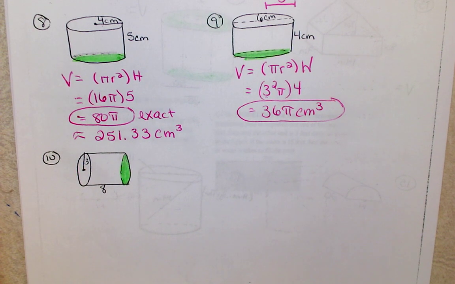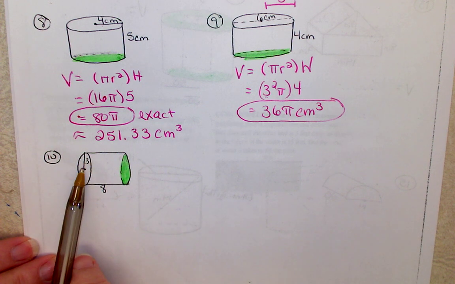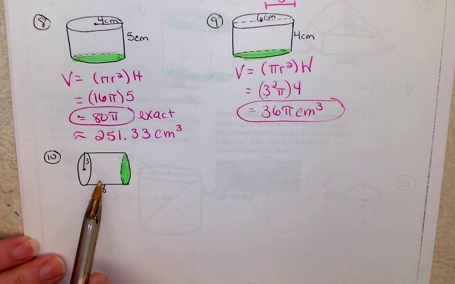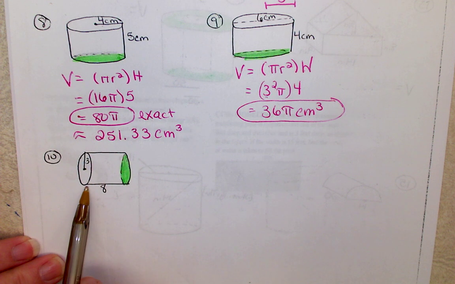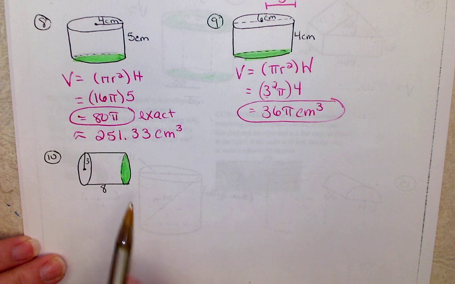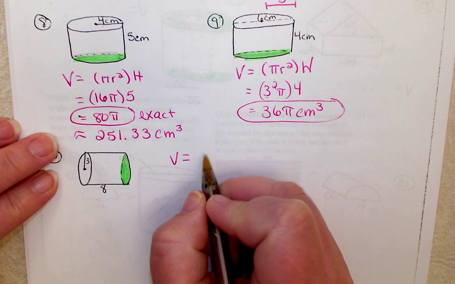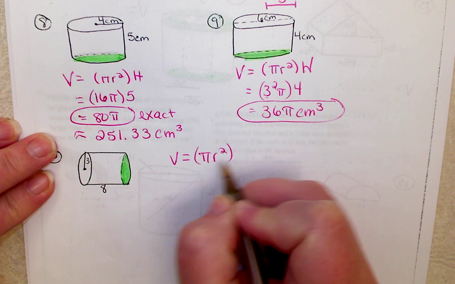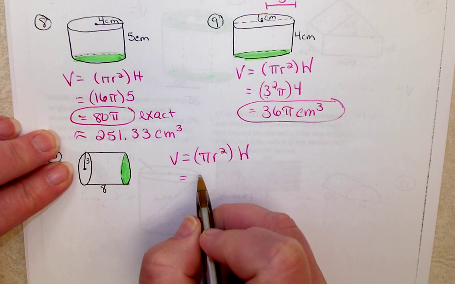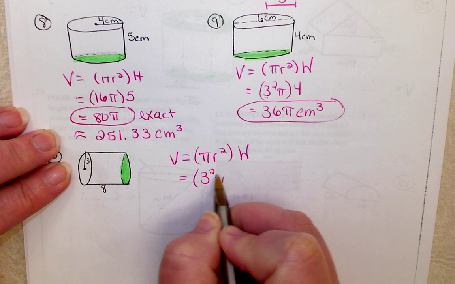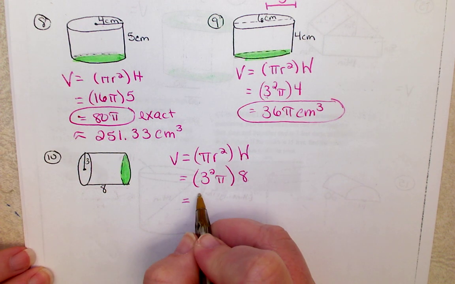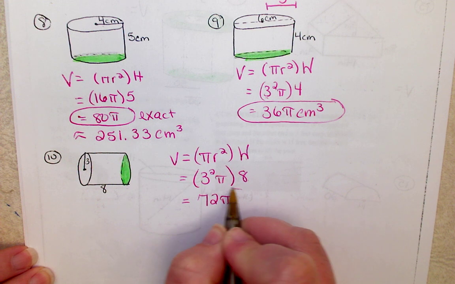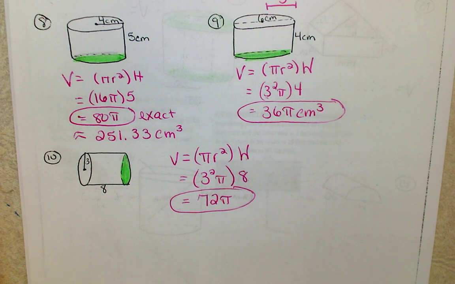All right, for number 10. Notice that here our cylinder is laid on its side. So this is still the base. The circles are still the base. So this is our height right here. I'm going to say pi r squared times the height. My radius is 3, and my height is 8. So 9 times 8 is 72. So we get 72 pi. And this had no given unit, so we're just going to leave it like that.